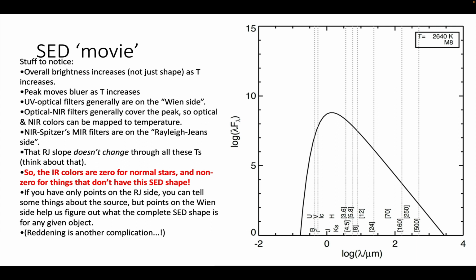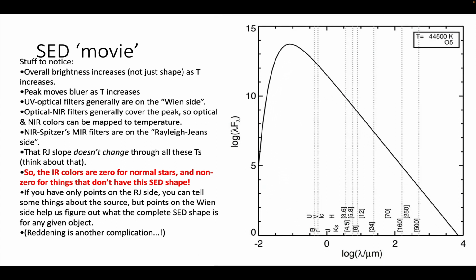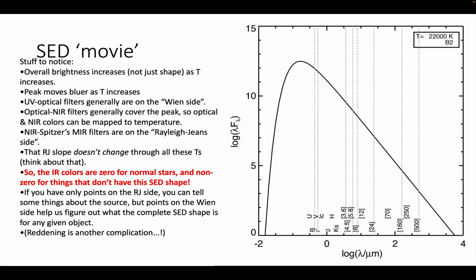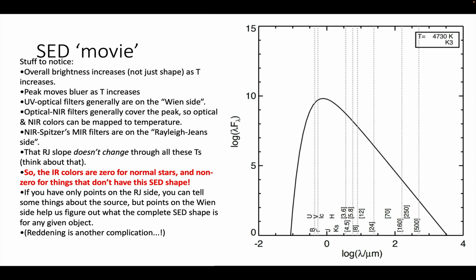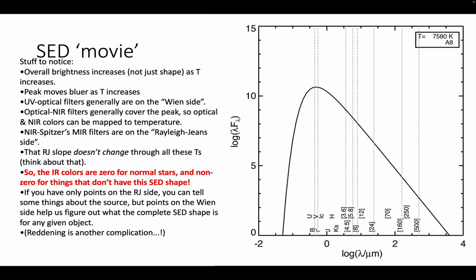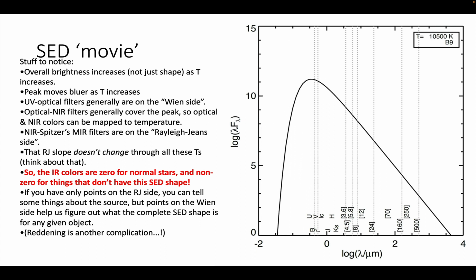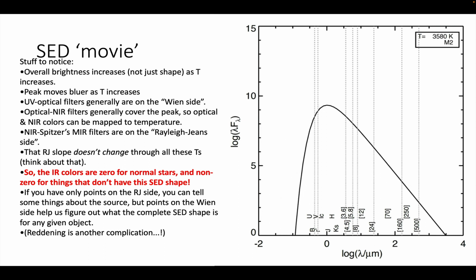However, if you have objects for which you only have points on the Rayleigh-Jeans side of the SED, you can tell some things about the source, but having points on the Wien side of the SED helps us a lot, because it helps us figure out what the complete SED shape is, and helps us constrain even whether or not it's a star at all, and what the temperature of the star is. And then we've got reddening, which is another complication we'll get to in a minute.